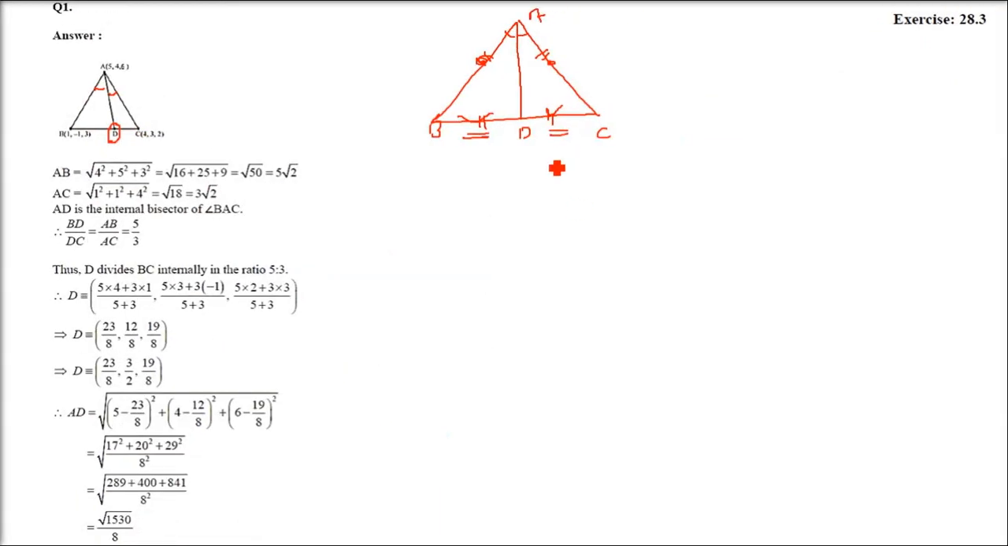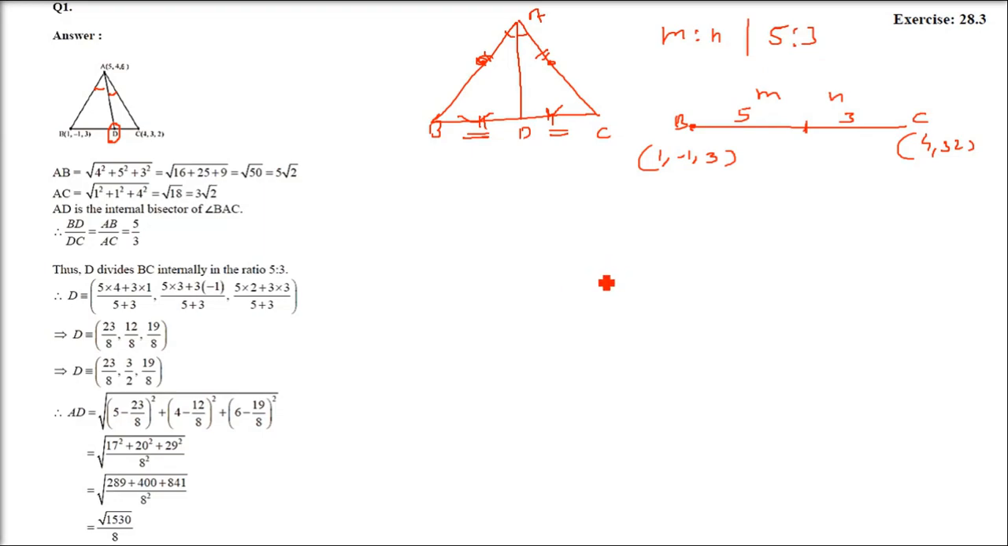So we have a ratio of internal division. The point D divides the line BC internally in the ratio 5:3. The points B and C we already have. This is M is to N, and you can take it as M1 is to M2, which is 5:3. Let me write the formula here so that you remember how to compute the three coordinates X, Y, Z of point D.